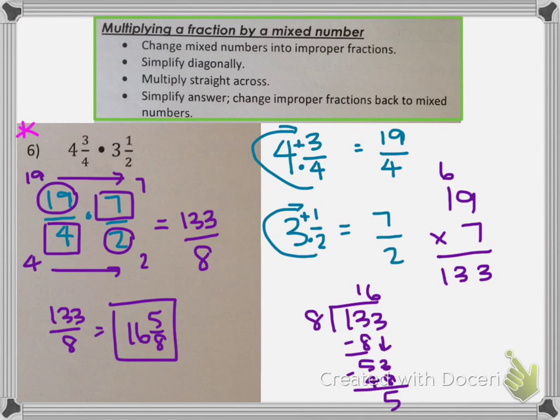All right, my friends, the answer to this problem is 16 5/8. Now, some of you may have gotten 133/8 and stopped there. So you understand how to multiply fractions. You just forgot the last step, which is to change improper fractions back to mixed numbers. So, of course, you can see right over here how I did that. 133 divided by 8. I found out how many times 8 went into 133, and that was my whole number.